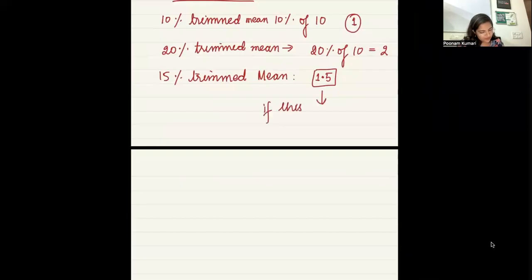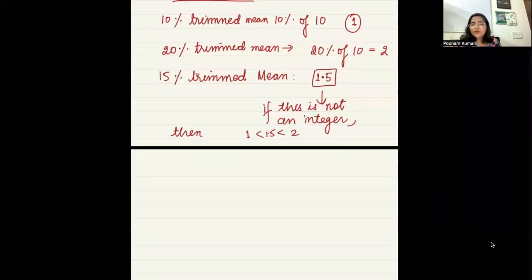then what happens? You see, what is 1.5? It is between 1 and 2, right? So what you do is, first, you remove one observation from both sides and then calculate the trimmed mean. And then you remove 2 observations from both sides and calculate the trimmed mean, right?